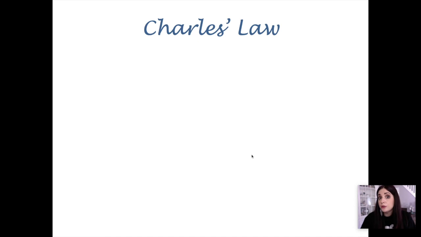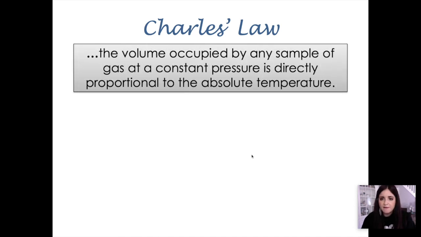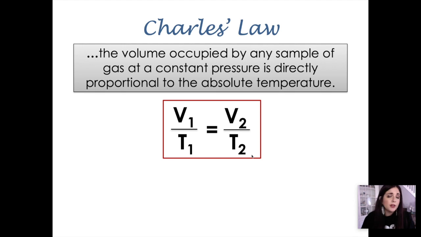The next law is Charles's law. And Charles's law is a volume-temperature relationship. So when the temperature goes up for a gas, the volume is also going to go up. It's directly proportional to the absolute temperature. So Charles's law says that the volume occupied by any sample of gas at constant pressure is directly proportional to the absolute temperature. So V1 over T1 equals V2 over T2.